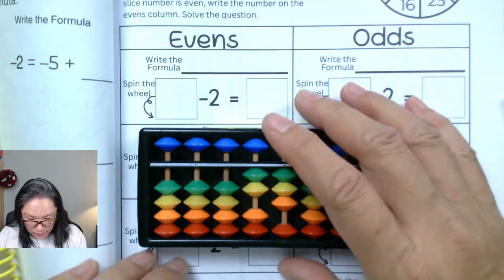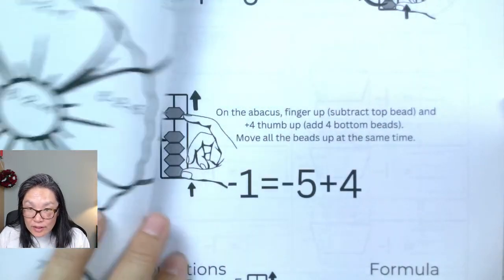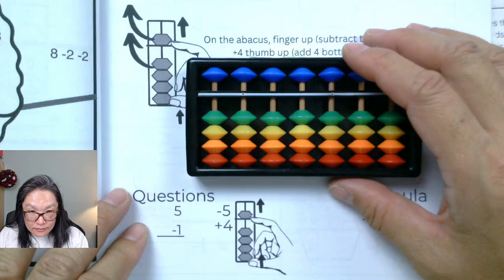I will take it slow. So we did the 2. We're okay with the 2. And then we could do the 1. Same.